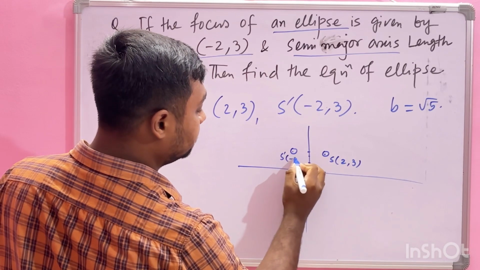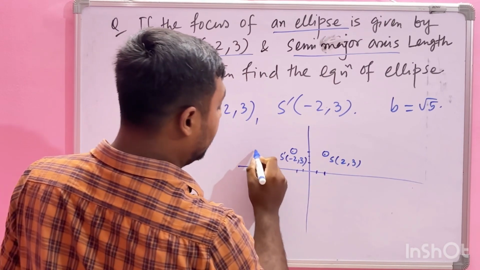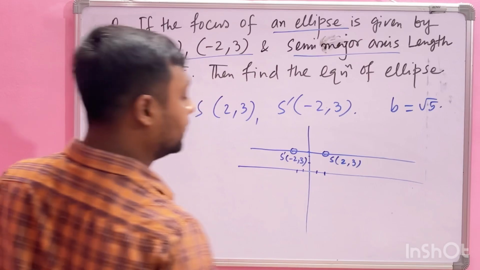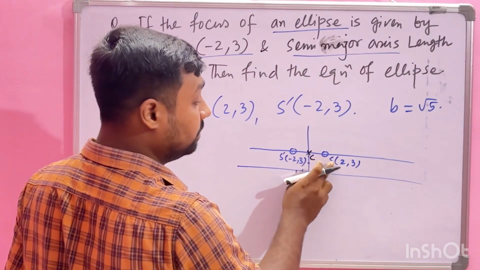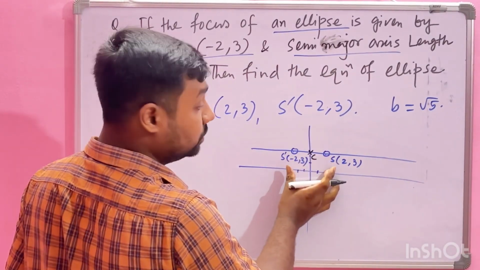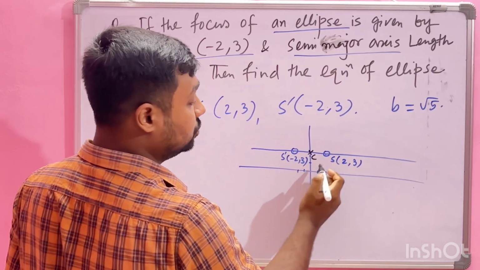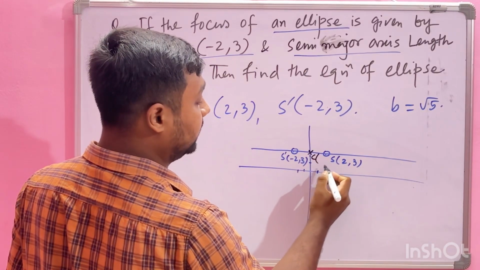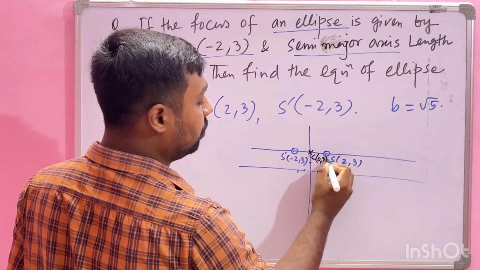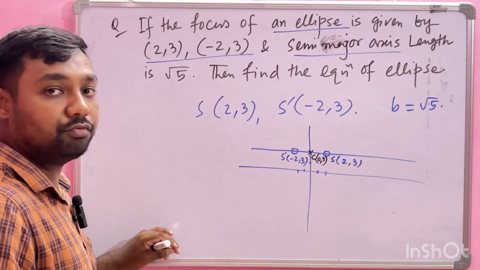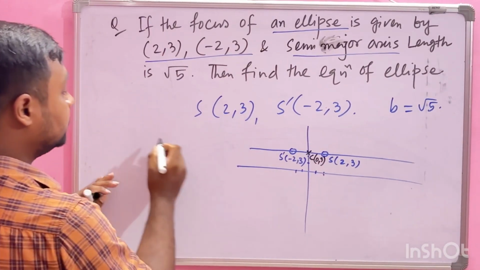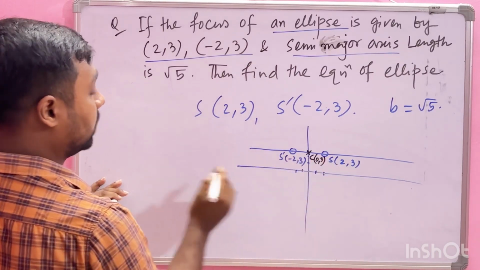This is the axis of the ellipse. The center is the midpoint of the two foci. So the coordinate of the center is (0, 3). We have already found the coordinate of the center, and now the distance between those two foci.